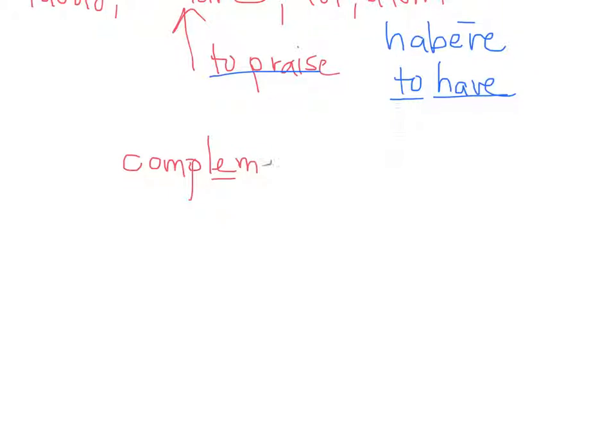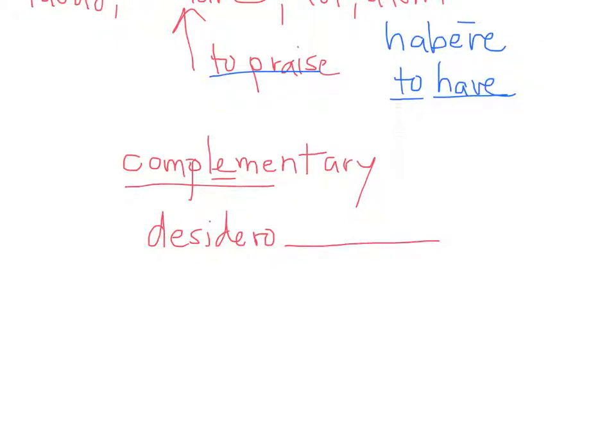Complementary with an E means that it fulfills the meaning of another verb. In particular, it fulfills the verb of desire or obligation. For example, if you have a verb like desidero, I desire, it needs to be completed with another verb. The other verb in English, as in Latin, is going to be in the infinitive present active. I desire, for example, to call the girl.